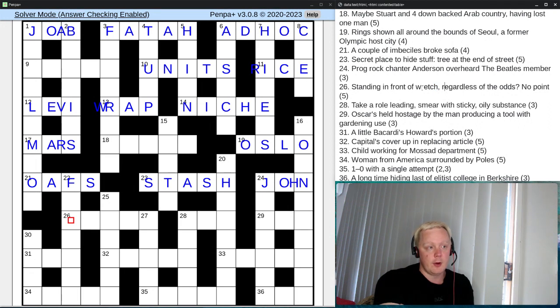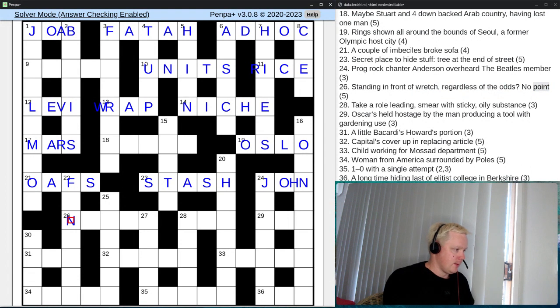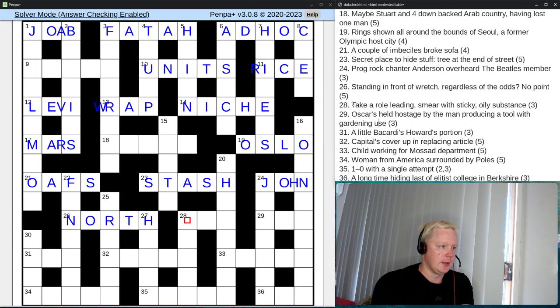And standing in front of all that would be NO, no. That would spell out north. And north is a point, as in a point of the compass. So NO in front of RTH. And that's the only answer as well here. So 28.